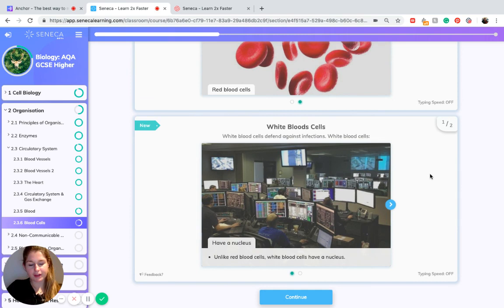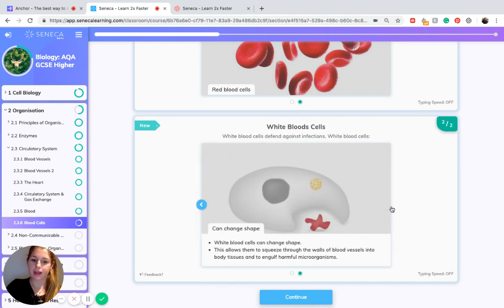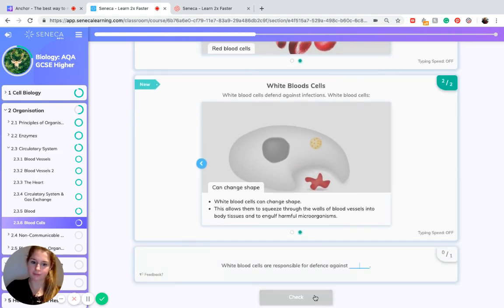White blood cells defend against infections. So they have a nucleus, unlike red blood cells, and they can change their shape, allowing them to squeeze through the walls of blood vessels into body tissues and to engulf harmful microorganisms. White blood cells are responsible for defense against infection, as I just mentioned.